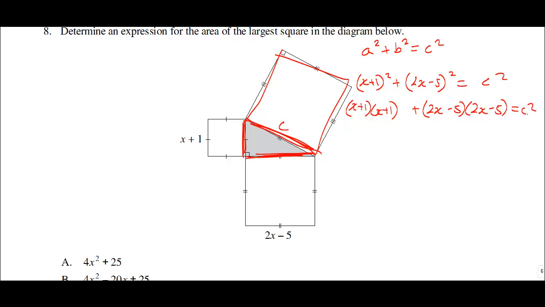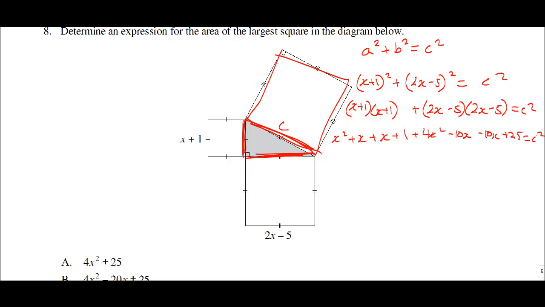That may help. So now I'm going to use the distributive property. X times x is x squared. X times 1 is x. Then you're getting another x. So that would be the part that people would have neglected, and then the plus 1. Okay. Now I'll go and do the same over here. I have 2x times 2x is 4x squared. The 2x times the negative 5 is a negative 10x. Another negative 10x. And then the 25 is equal to c squared.